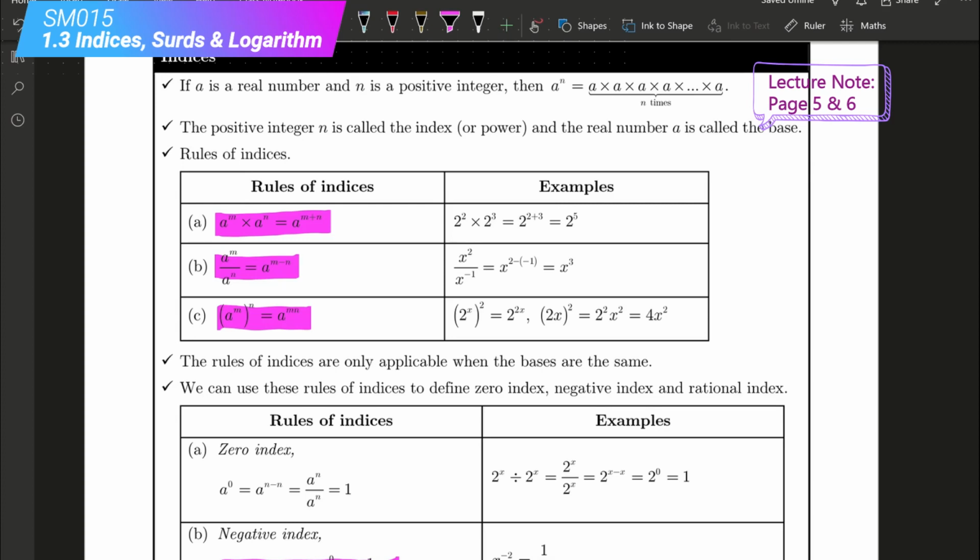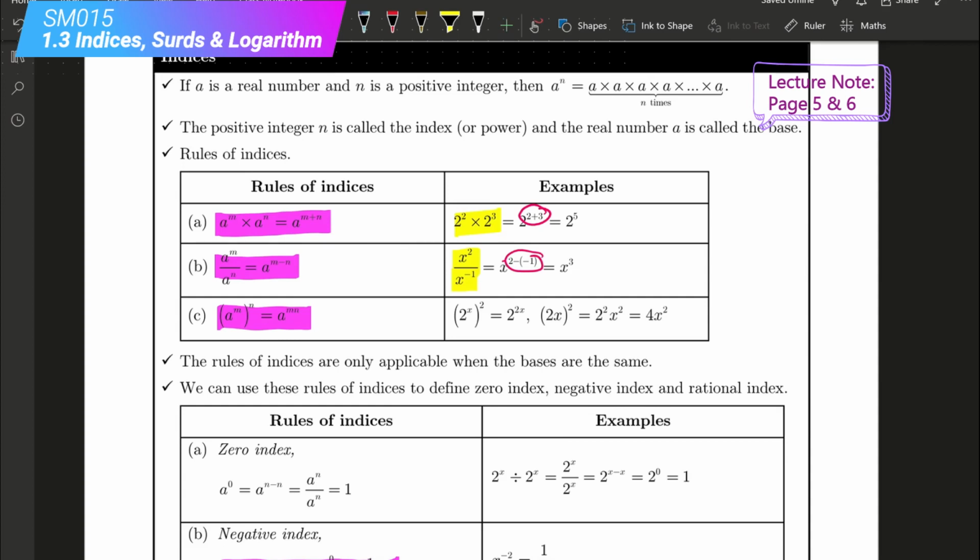When we multiply indices, we just need to add the powers together. This one is multiply, right? So when we multiply, we add the powers together. And when we divide, this is divide, right? The operation here is divide. We need to minus the powers. If the bases are dividing, the powers need to be subtracted.